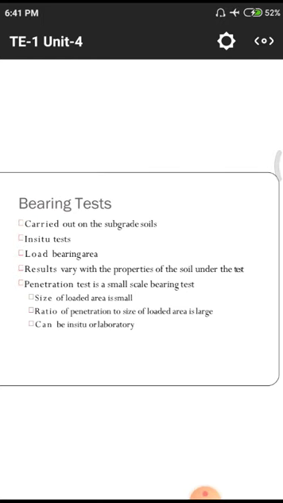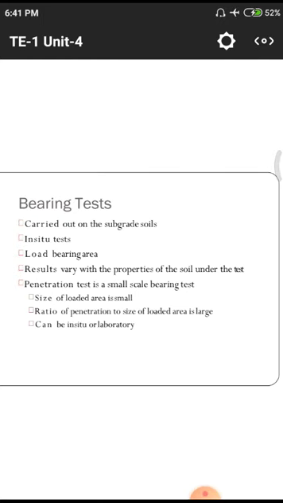This test will be conducted on particular lands only, that means we need to conduct it on site. Next are the load bearing areas. Load bearing means what amount of load will be borne by a particular area.